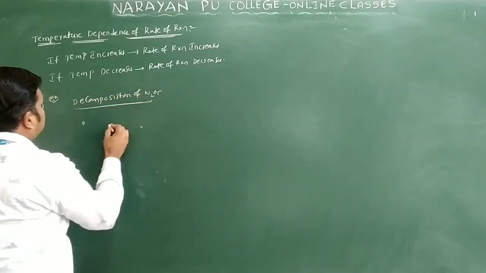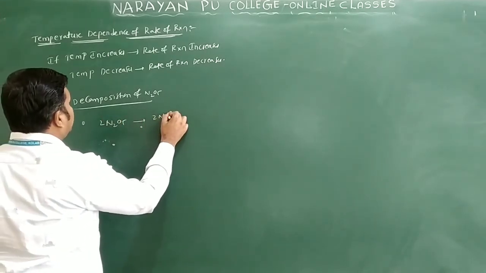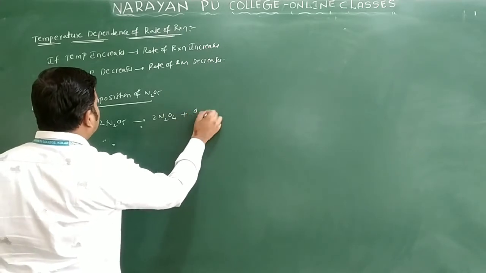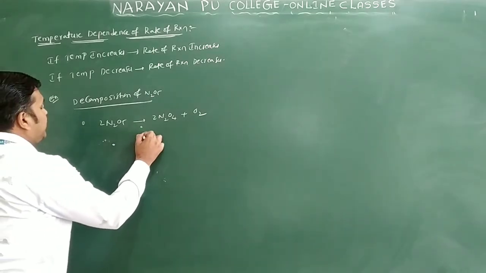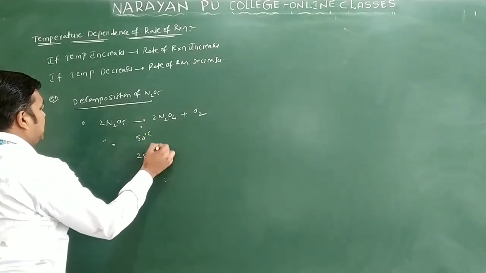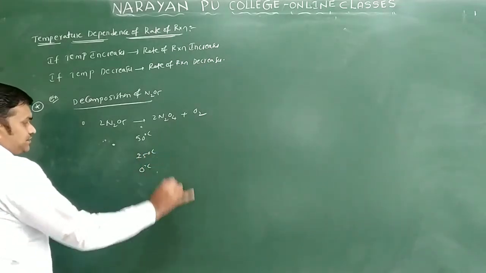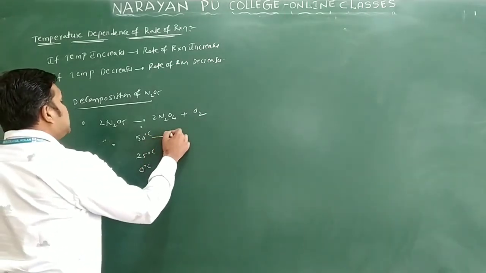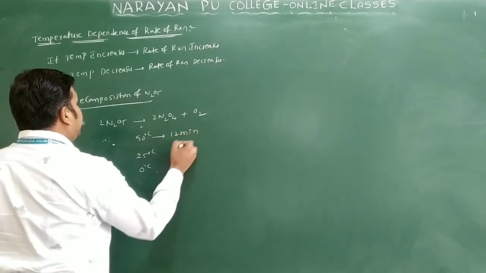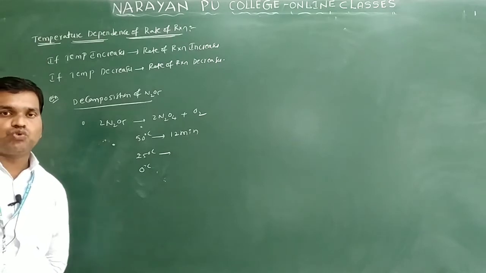Decomposition of N2O5. So the decomposition you can take here: 2N2O5 gives rise to 2N2O4 plus O2. This is the decomposition of N2O5. This reaction can be carried out at 50 degrees Celsius, at 25 degrees Celsius, at 0 degrees Celsius. If the reaction is carried out at 50 degrees Celsius, the reaction is completed in 12 minutes.